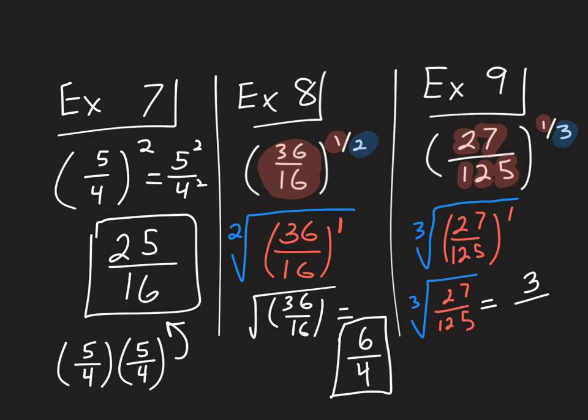How about 5? Let's try it. 5 times 5 is 25. 25 times 1 more 5 would be 125. So 5 times itself 3 times gets me to 125. Therefore, the cube root of 125 is 5, and my final solution is 3 divided by 5.